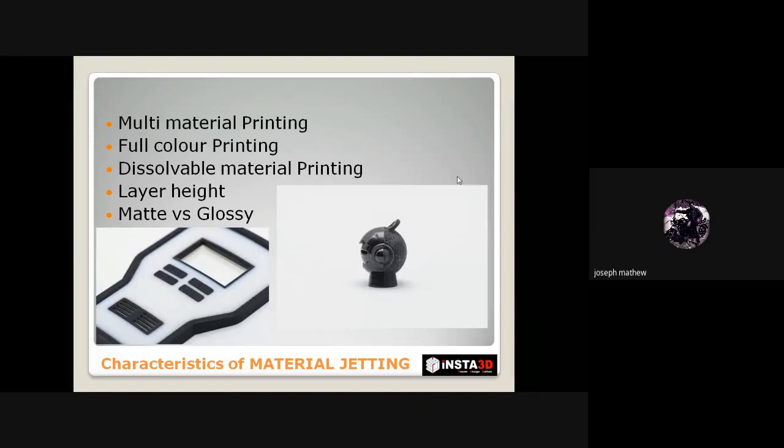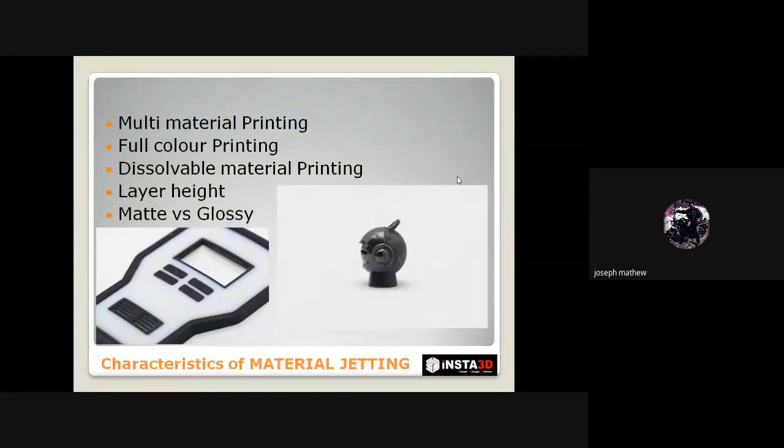So, coming to the characteristics of material jetting. The main advantage of material jetting is it can use multi-materials, and full color printing is also available in material jetting 3D printing. In this, all the printing parameters are preset by the machine manufacturer, and it is available in their software.